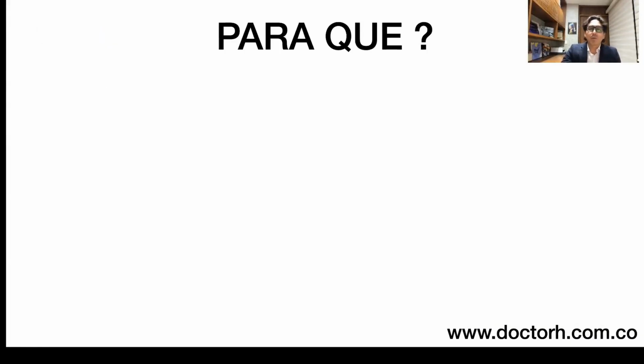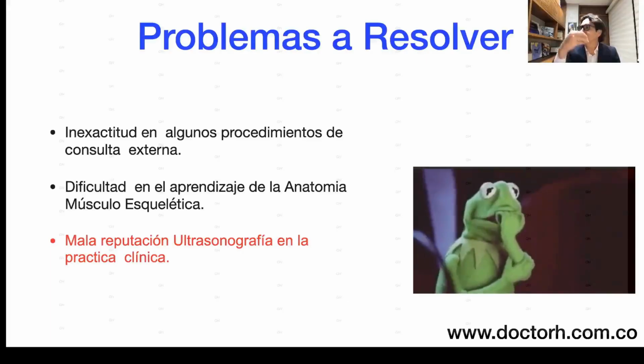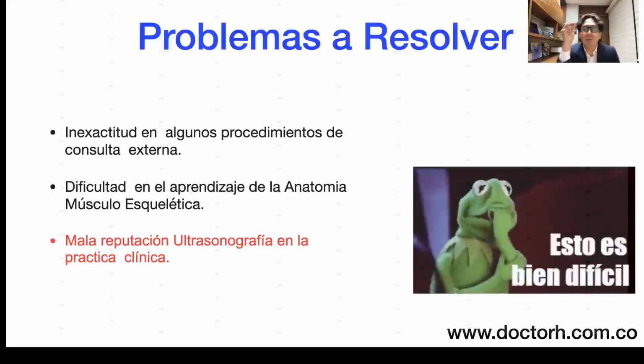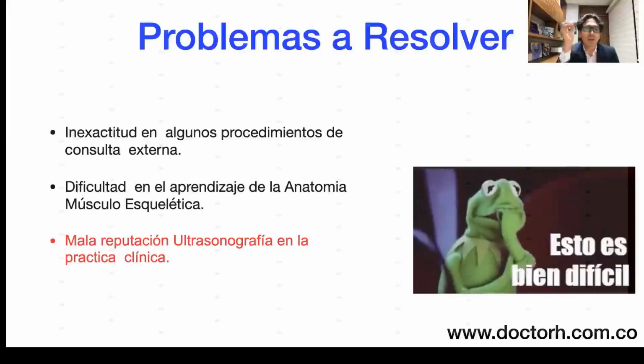When we ask ourselves, what for? Well, we wonder why do it? And really, the what for was the answer to many problems that we had. When I started the project in 2010, I had 3 questions I wanted to answer. First, what was the accuracy of the procedures we were performing in the outpatient clinic? Second, we had some difficulties with our students learning anatomy in the department, and we wanted to see what other options there were to improve this learning. And the third problem was the bad reputation that ultrasound had up until then.